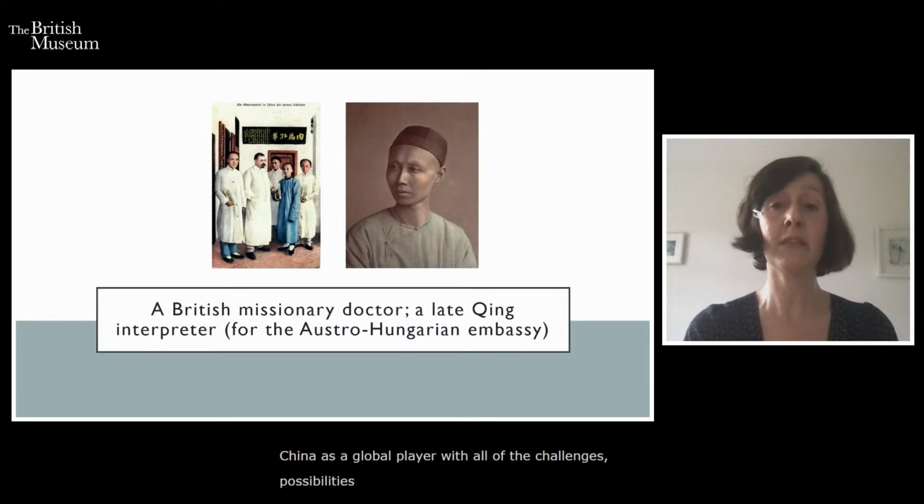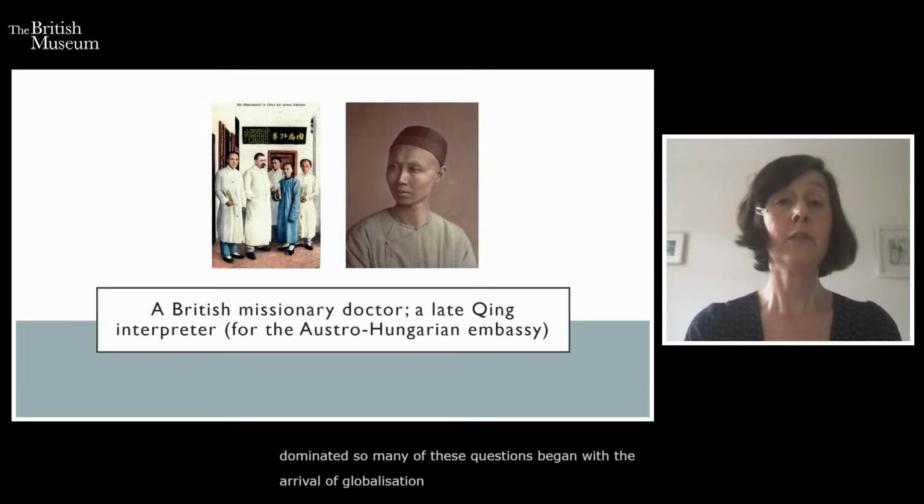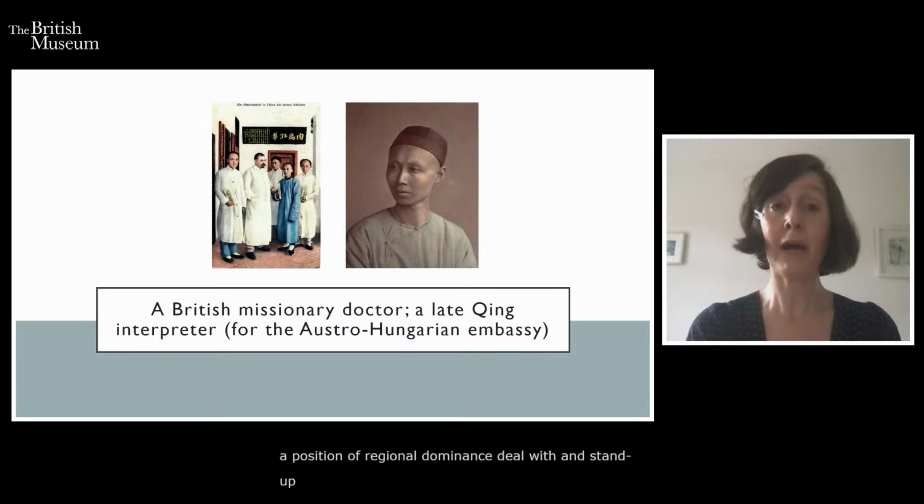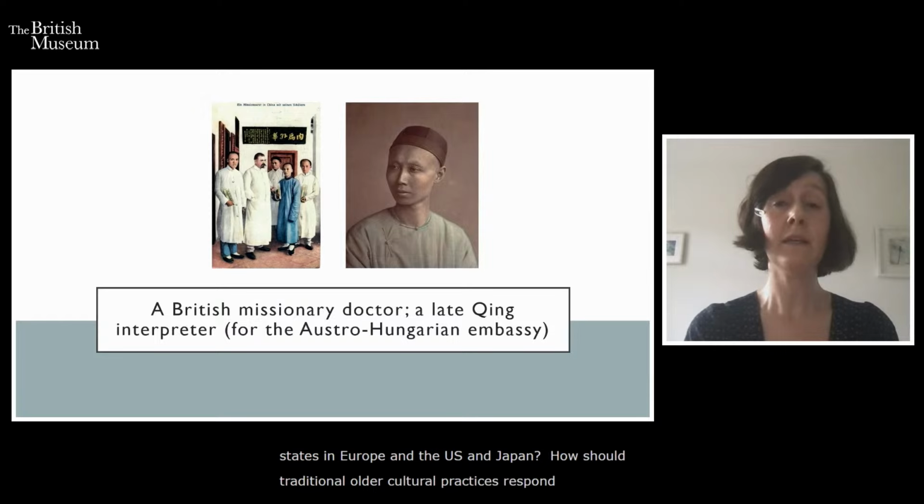So many of the key questions for China with regard to an international order that then and still just about now is Western dominated, so many of these questions began with the arrival of globalization in the 19th century. These questions include how should Qing China, so used to a position of regional dominance, deal with and stand up to self-confident, assertive, empire-building nation states in Europe and the US and Japan? How should traditional, older cultural practices respond to and absorb new ideas, technologies, objects, people, and fashions from outside Qing China?